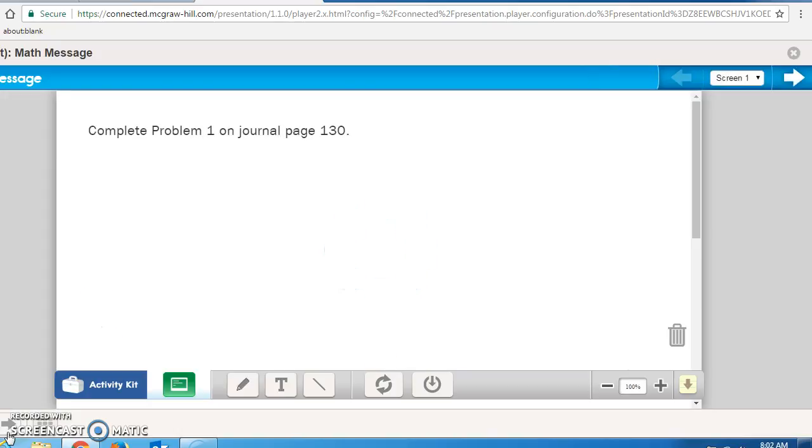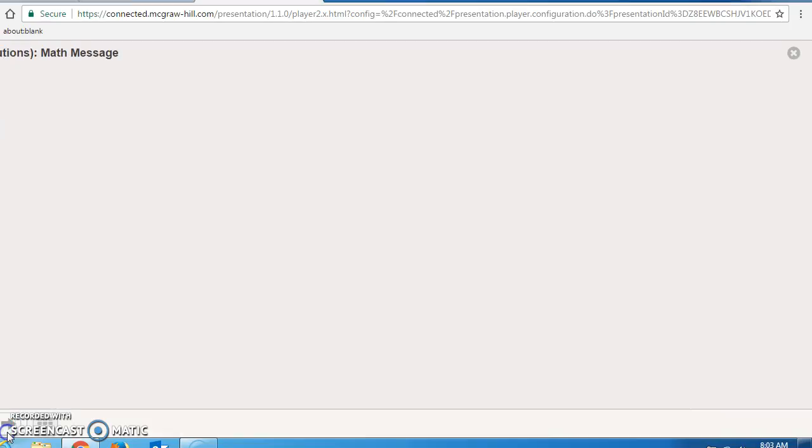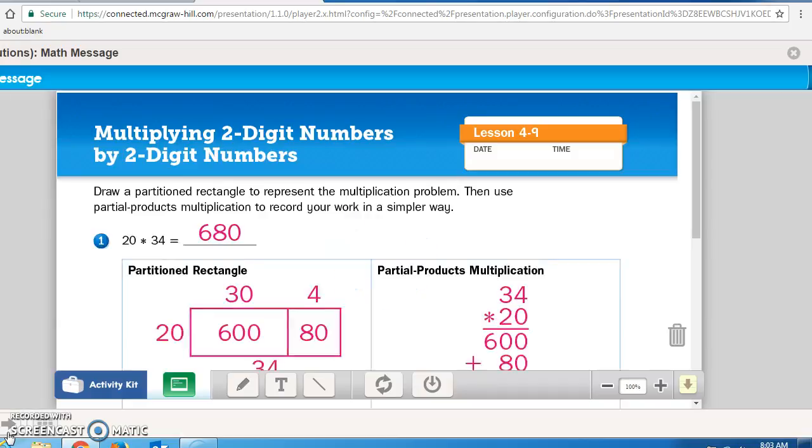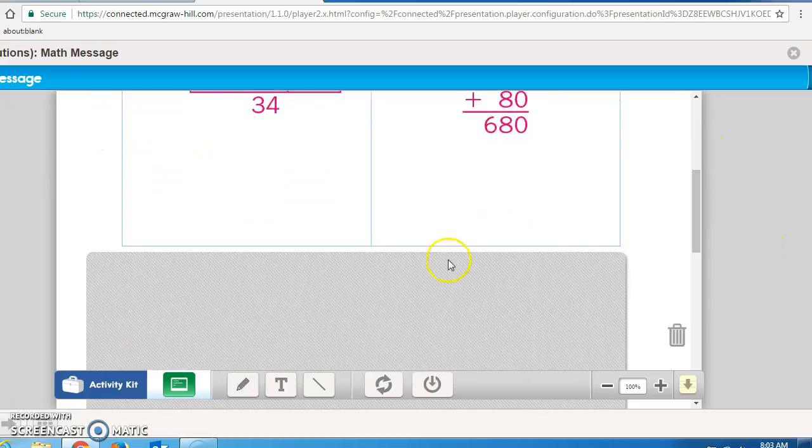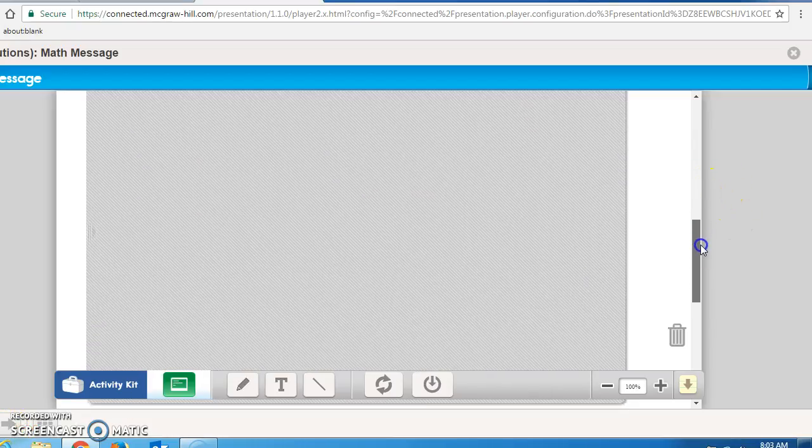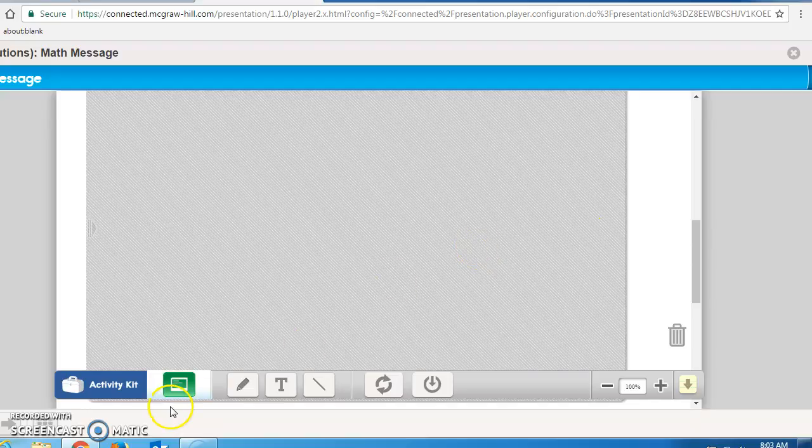Complete problem 1 on journal page 130. See if you can do it by yourself without going back and reviewing this recording. If you can't, you can always stop it, pause it, and go back. Let's go ahead and take a look at our second problem. The second problem is looking at a 2-digit by 2-digit number.